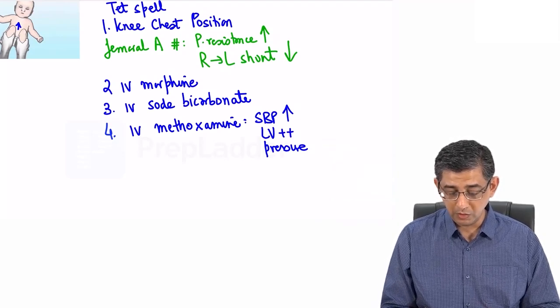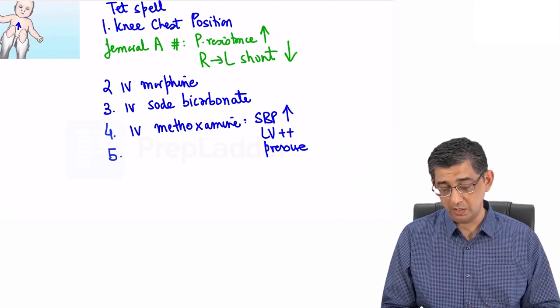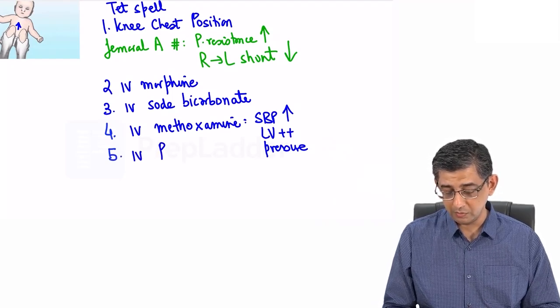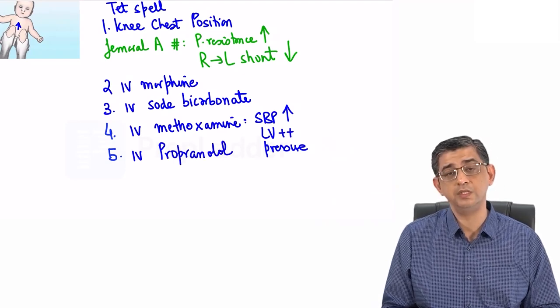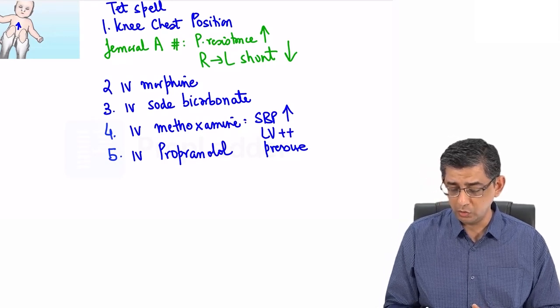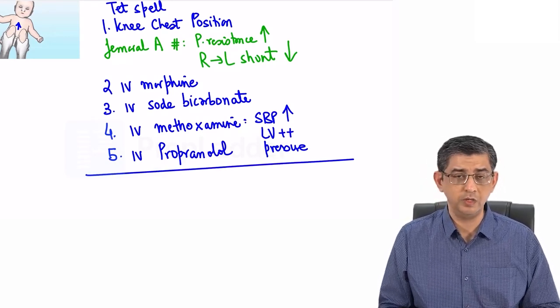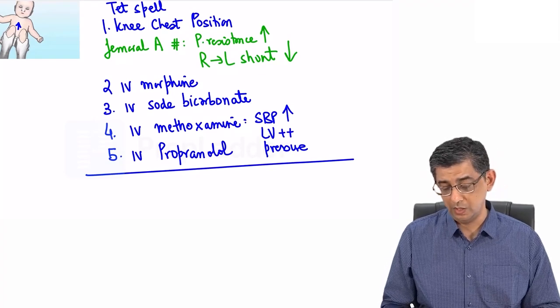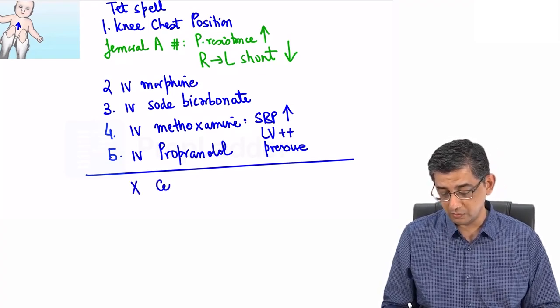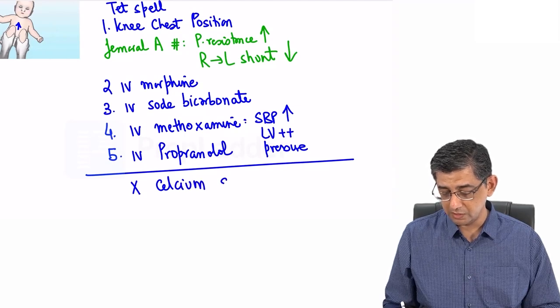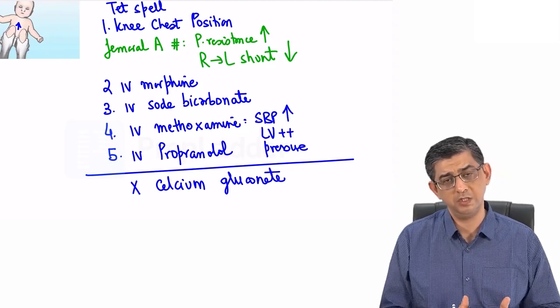Over and above this, to control the heart rate of this child, I can be using a beta blocker. Traditionally, they use a non-selective beta blocker for this condition, that is propranolol. Though if you don't have IV propranolol, you can use a cardioselective beta blocker also. In the exam, however, the question was relatively easy. He said, which of the following is not useful for management of a TET spell? The answer is calcium gluconate.